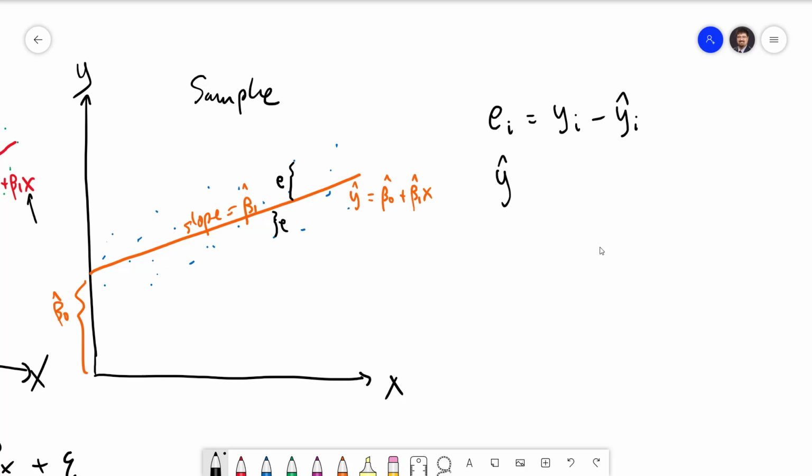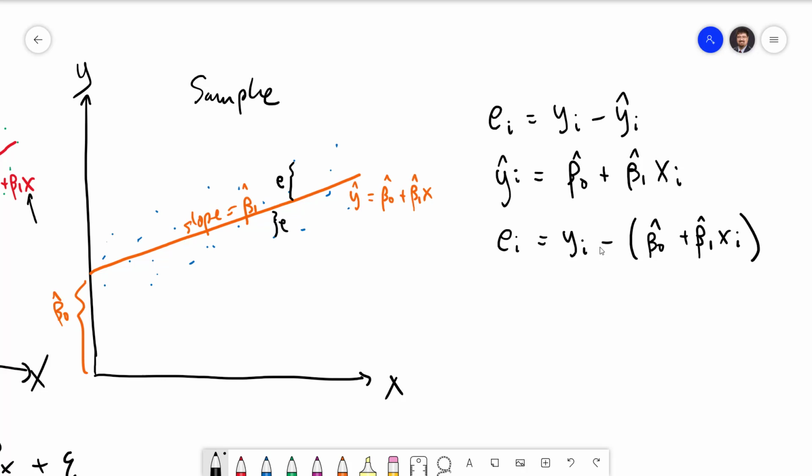Using our estimates, y_i hat is defined as beta naught hat plus beta 1 hat x_i. We take the x value for i and plug that into our estimated equation. Combining these two equations, we have e_i equals y_i minus (beta naught hat plus beta 1 hat x_i). And then distributing the negative sign, we have y_i minus beta naught hat minus beta 1 hat x_i.